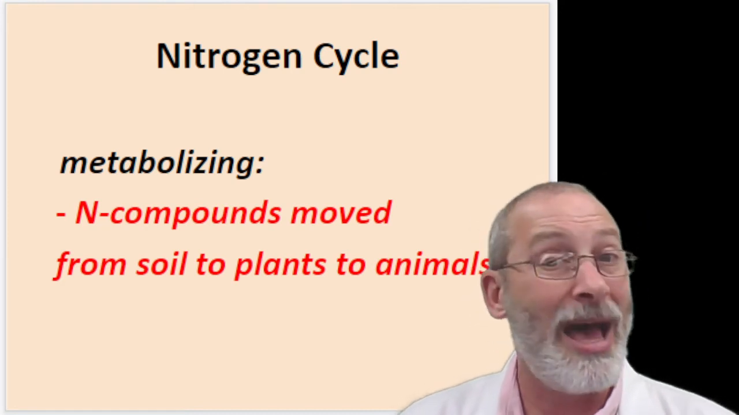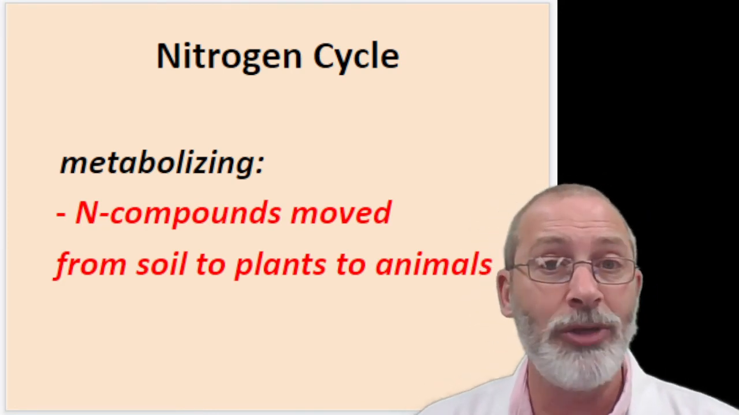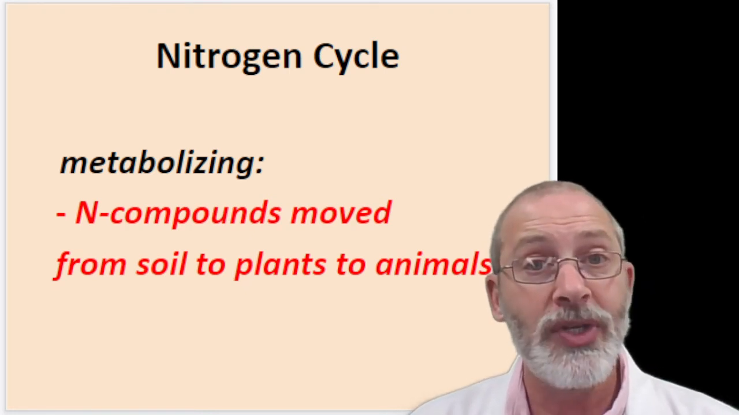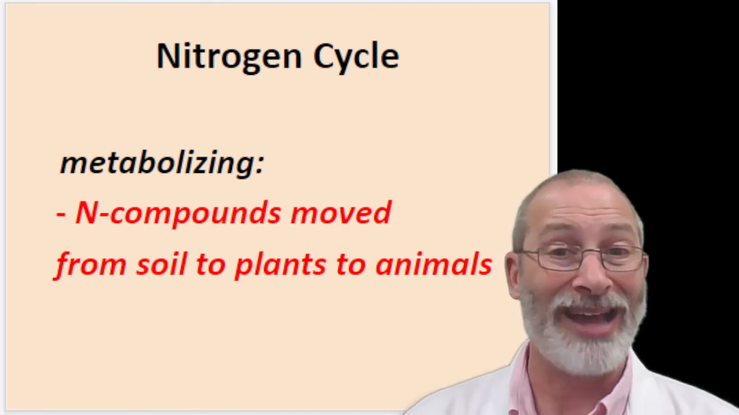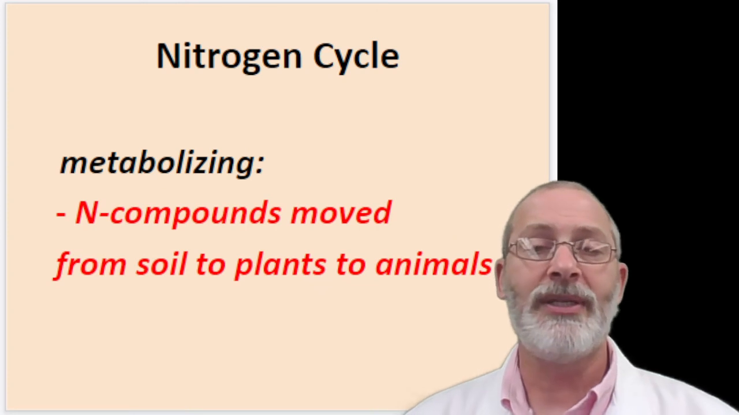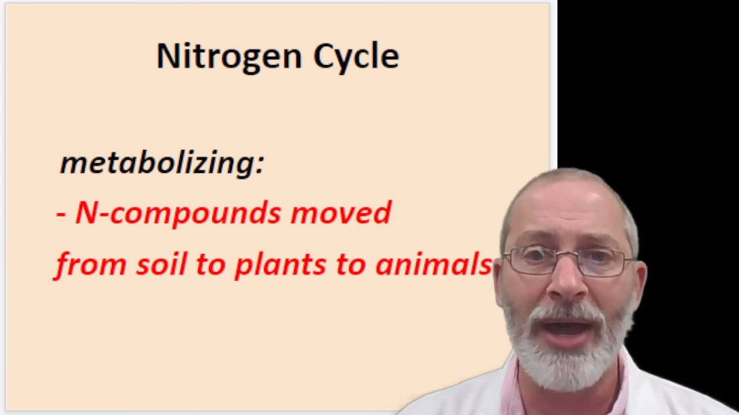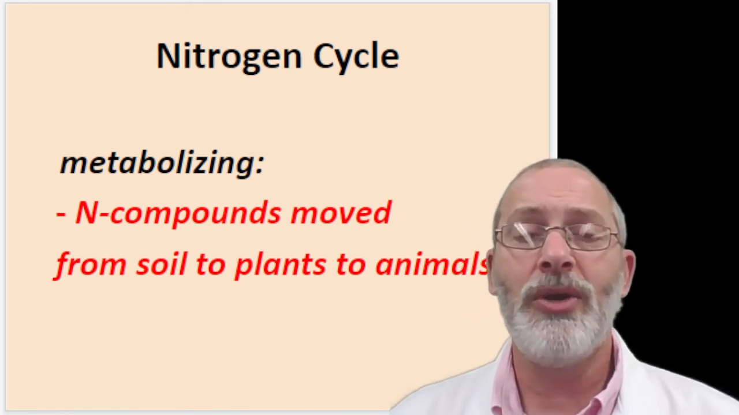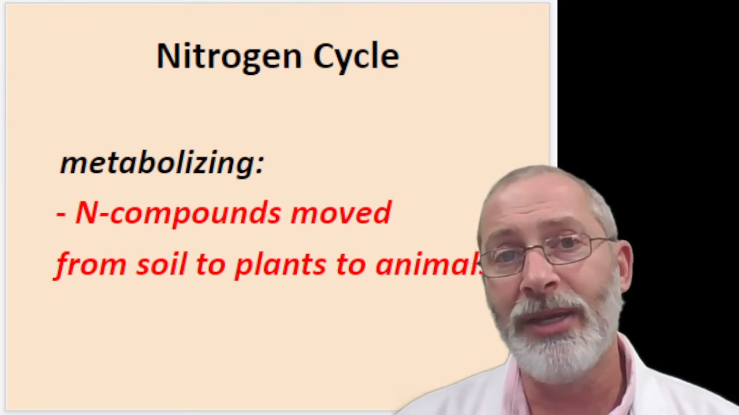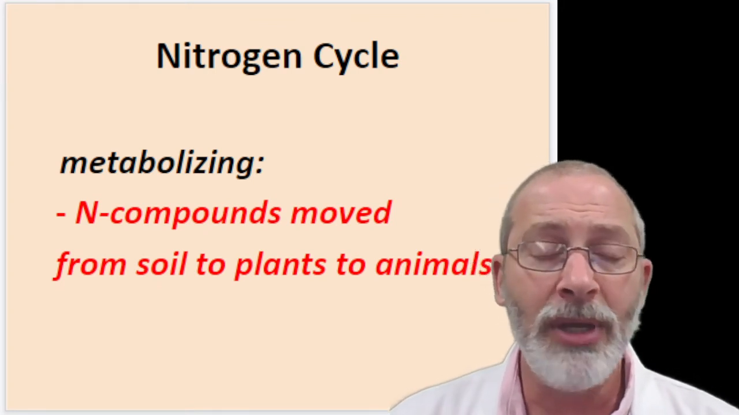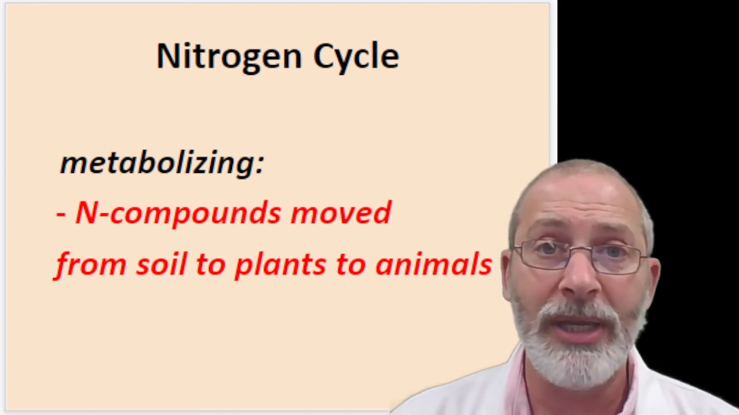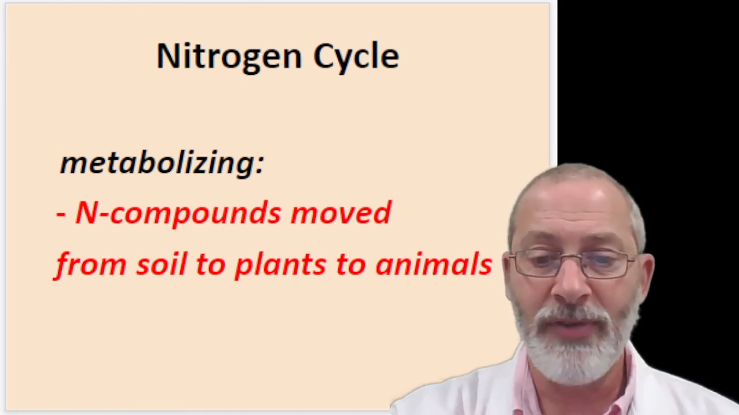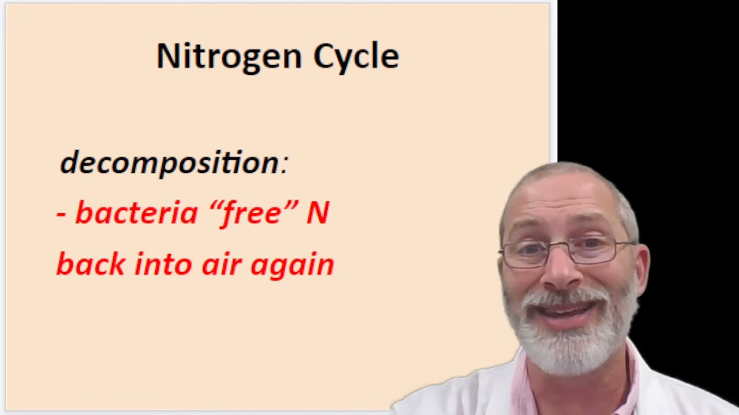All right. Metabolizing. Organisms do this with the nitrogen compounds that are found in the plants after the roots have taken advantage of the bacteria in them. Metabolizing takes place in the consumers, and the nitrogen compounds are moved from the soil to the plants to the animals. We as consumers are so dependent on some of those nutrients and minerals that we can only get from plants. Without them, we would eventually die. So we are very dependent on the nitrogen cycle.